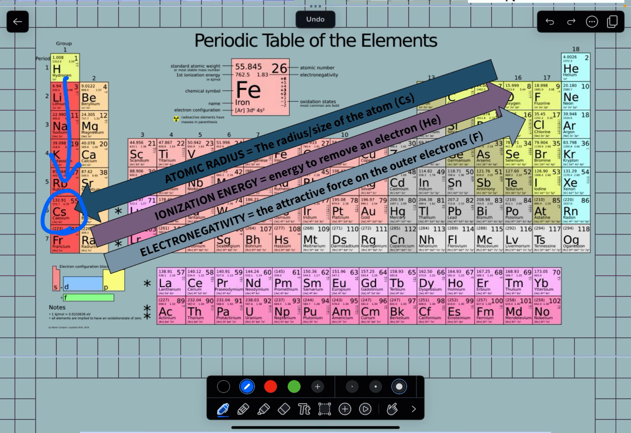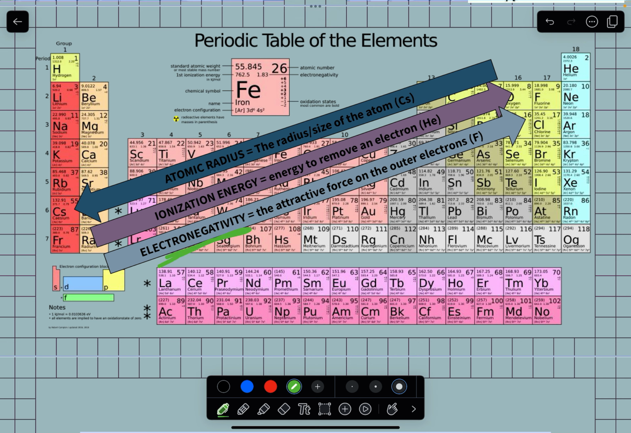Okay. For ionization energy, that's the energy to remove an electron. Helium, it's the opposite of cesium, so it's very small. So that means it's pulling really tight on its electrons. It's hard to remove them. Cesium is quite large. So on the bottom left here, if it's a larger element, it's easier to remove those electrons.